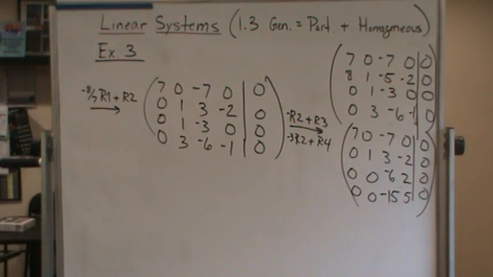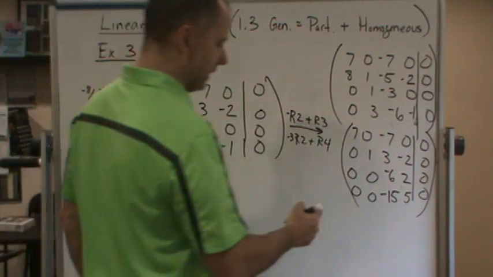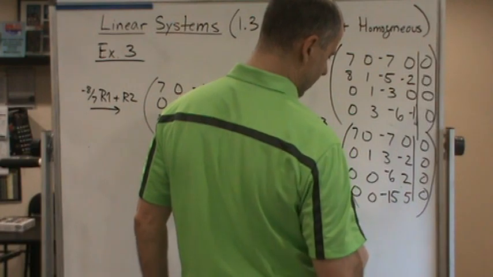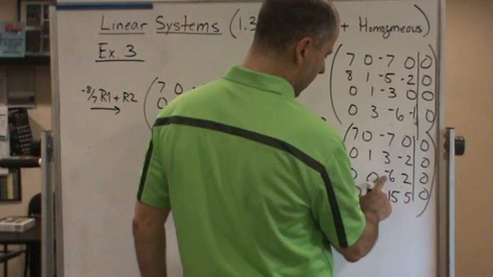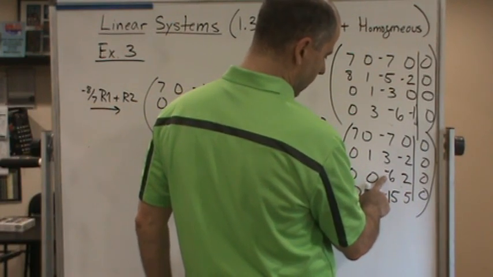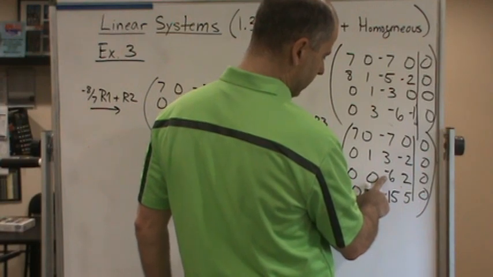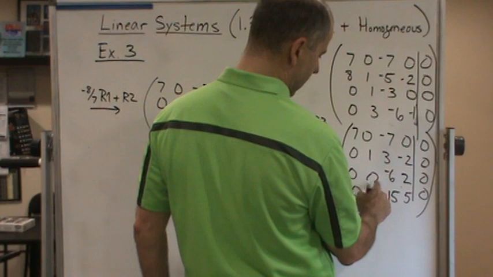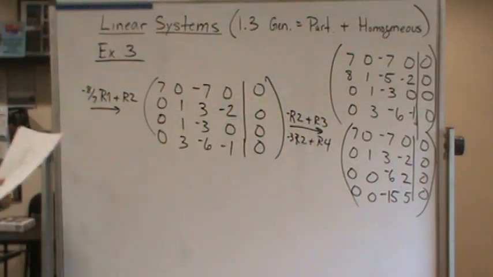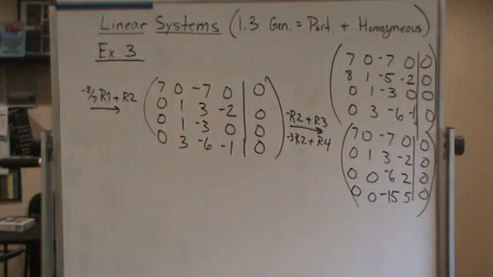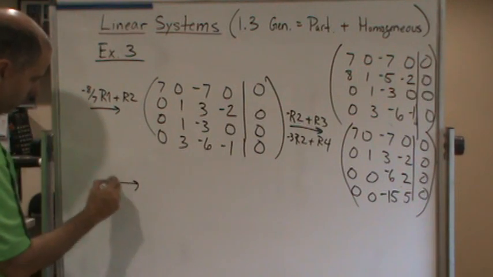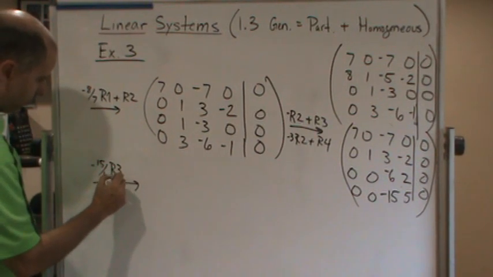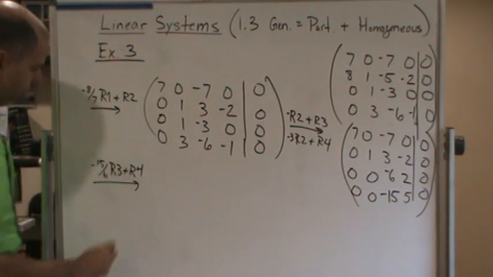So that's what I have. Now the last thing I have to do is here, I've got this negative 15. I've got to get rid of this negative 15. So I'm going to multiply this by what? 15, negative 15 sixths. So I'm going to do negative 15 sixths times row 3 plus row 4.